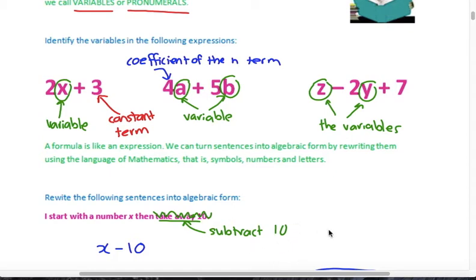It's not impossible for you to get a question where it says takeaway, but from now on it's probably going to more likely say subtract 10. So you can change the question to, if it hasn't been already, I start with a number and then subtract 10.